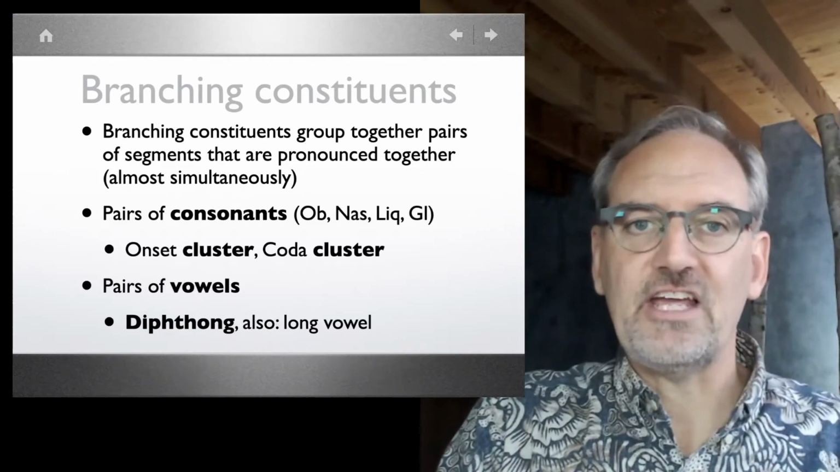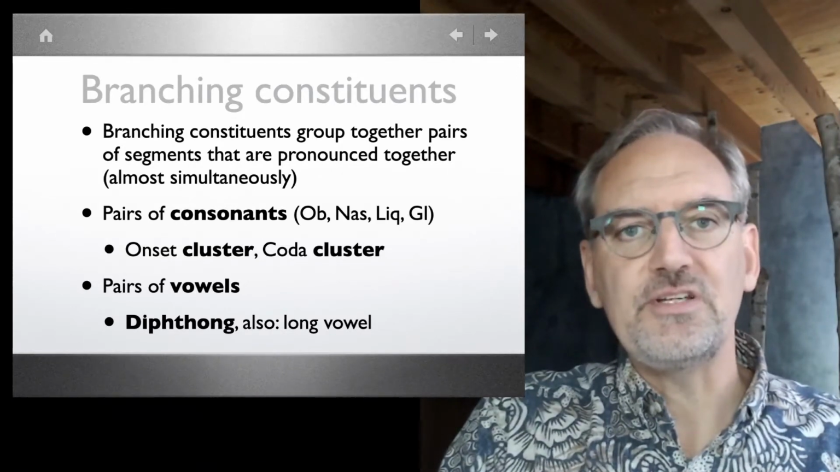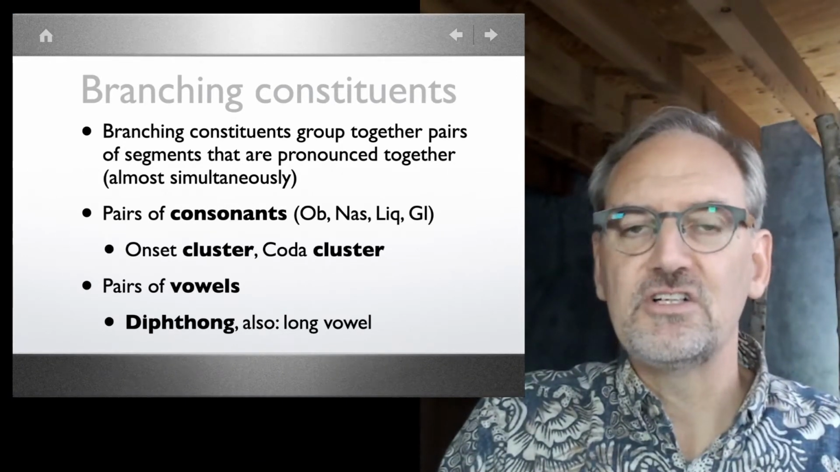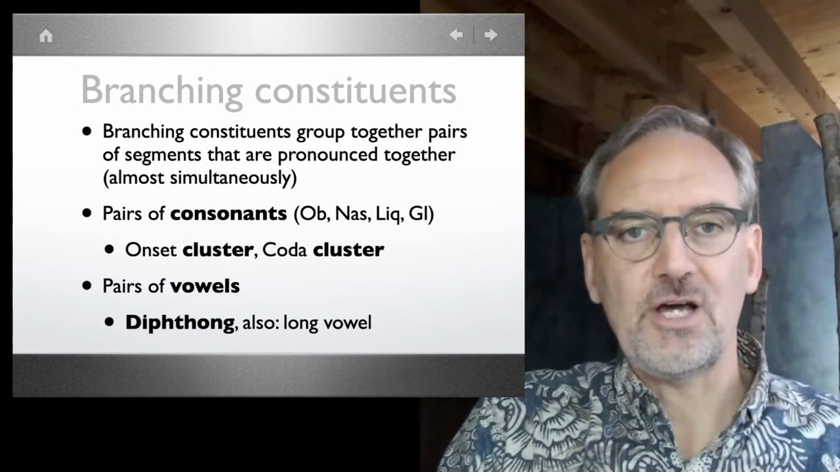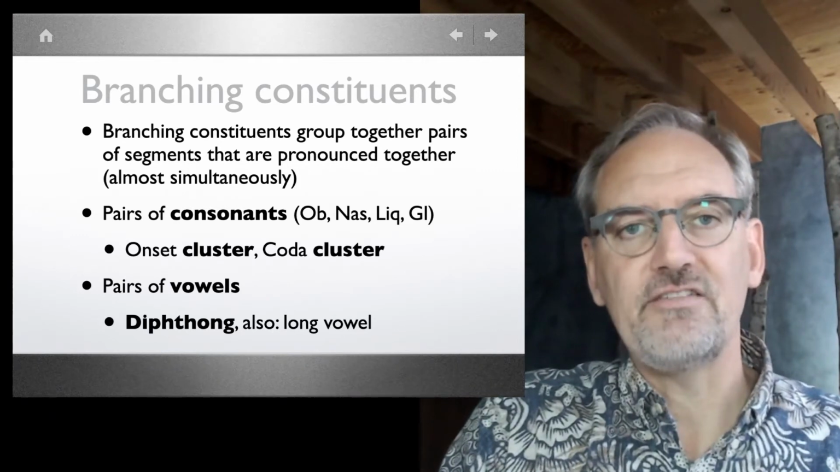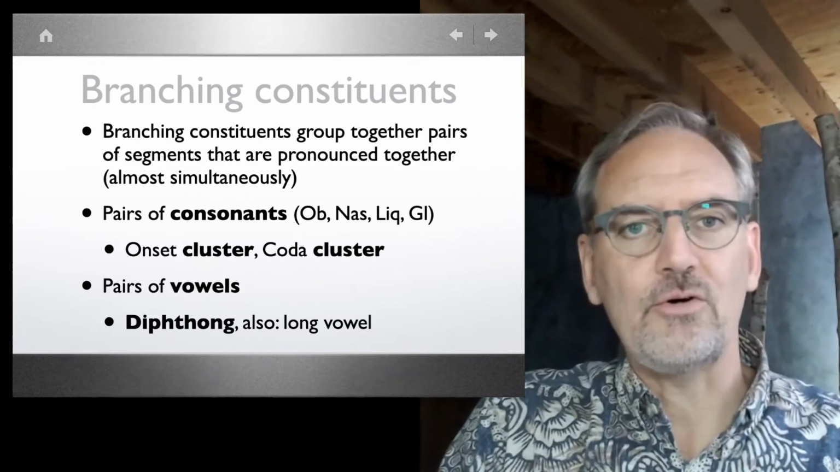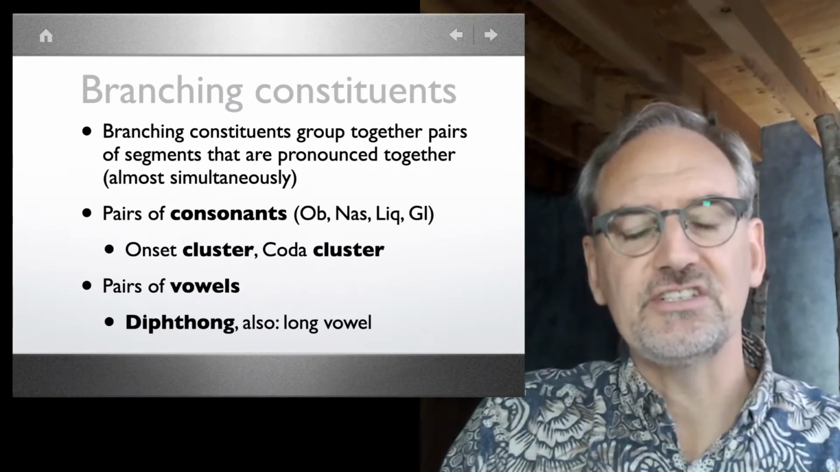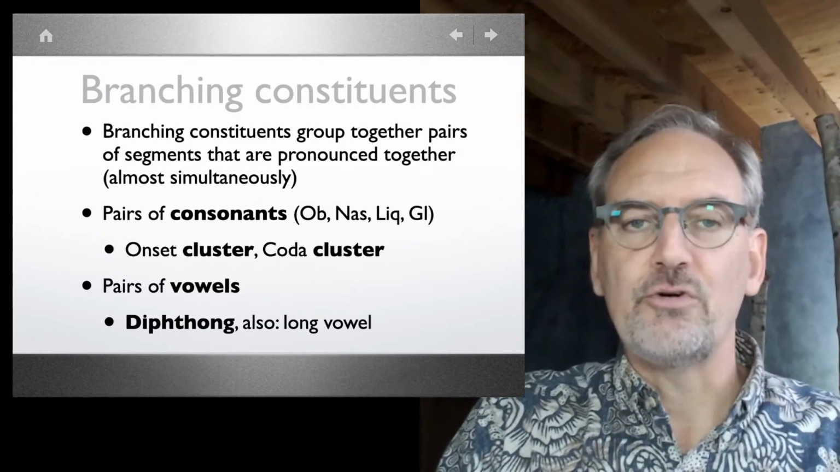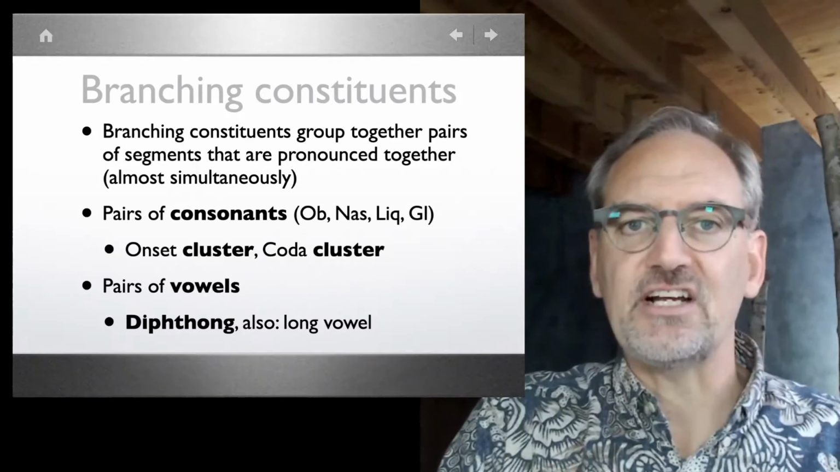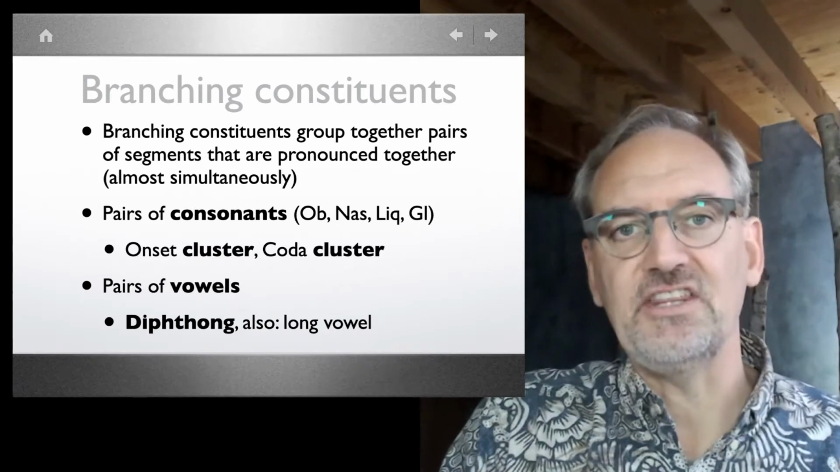And if we're talking about a pair of vowels in a branching nucleus, well, then we're going to be talking about either a diphthong or a long vowel. In a diphthong, two different vowels appear in the two positions of a branching nucleus. In a long vowel, it's the same vowel that is associated with two positions in a branching nucleus. So whether we refer to these branching constituents as a cluster or as a diphthong depends on the segments contained in them.